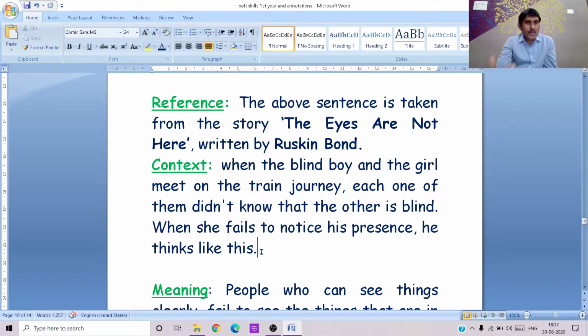And she asked the same question to the boy, and he thinks that even normal people cannot see what is right in front of them. They might be thinking about so many things in their mind, whereas blind people only focus on what is around them, even if they do not see.